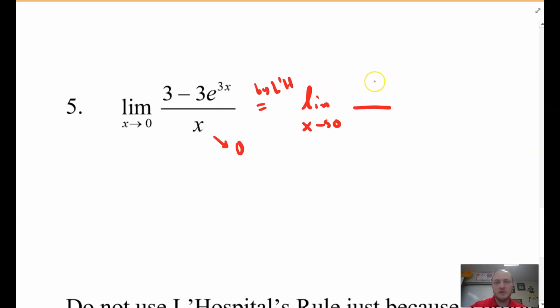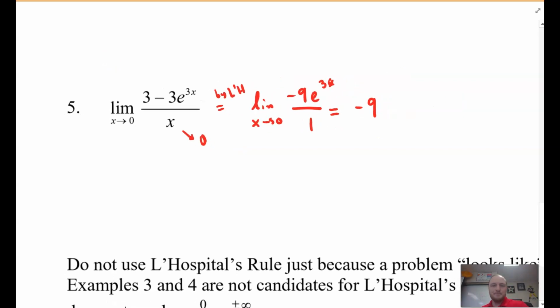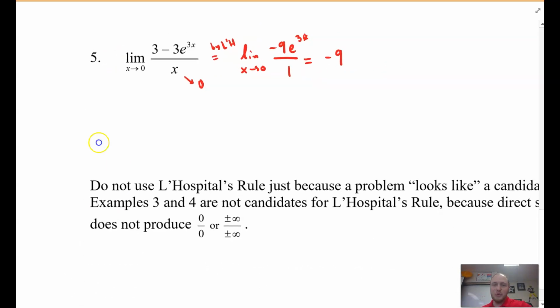Chain rule. So, we have negative 9 e to the power of 3x. That's the derivative. And then the derivative of the bottom is 1. So now I plug in 0. Again, this goes to 0. This is 1. And we get negative 9. Pretty simple, isn't it? All right, so that's L'Hopital's.